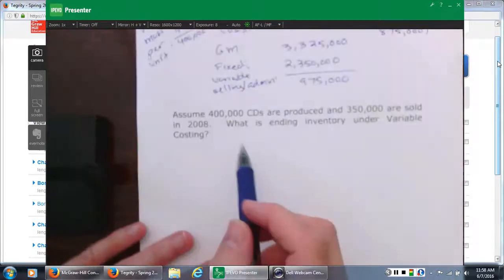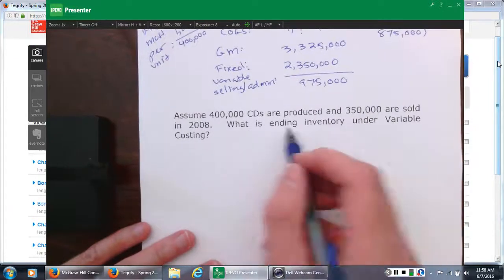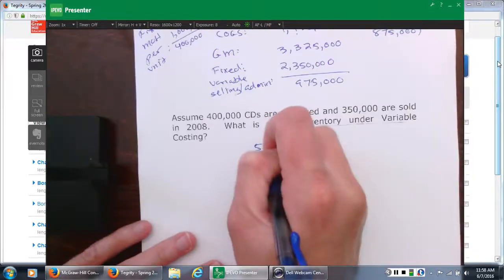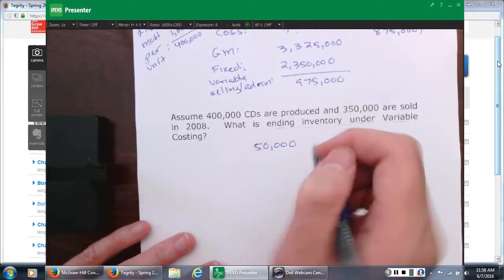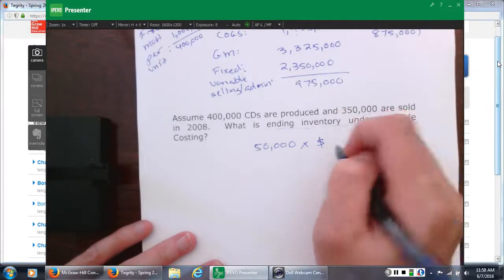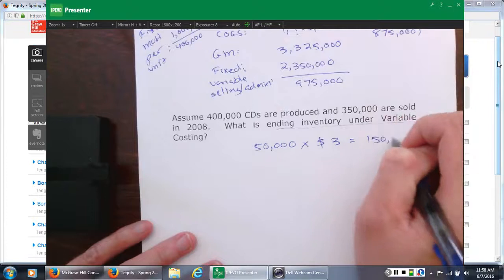We look over here and it says, assume 400,000 CDs are produced and 350,000 are sold. What is the value of ending inventory under variable costing? Well, we have 50,000 units, and of course the only thing that we treat as product costs under variable costing are the variable product costs. So it's times the 3, which gives us 150,000.